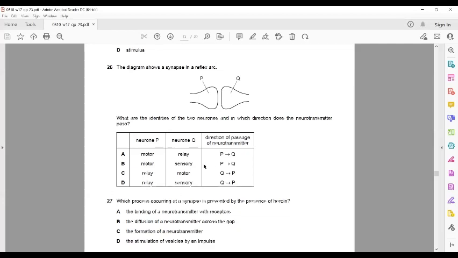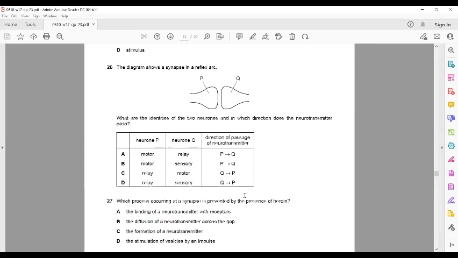So I check first here: P to Q, is it correct or not? It cannot be from motor to relay because that's the opposite direction. It means the information is passing from the muscles going backward to the receptor cells in your fingers, for example. So this is the wrong direction. So P to Q, which is A and B, are totally wrong. Between C and D, we have to choose. Q to P is correct.